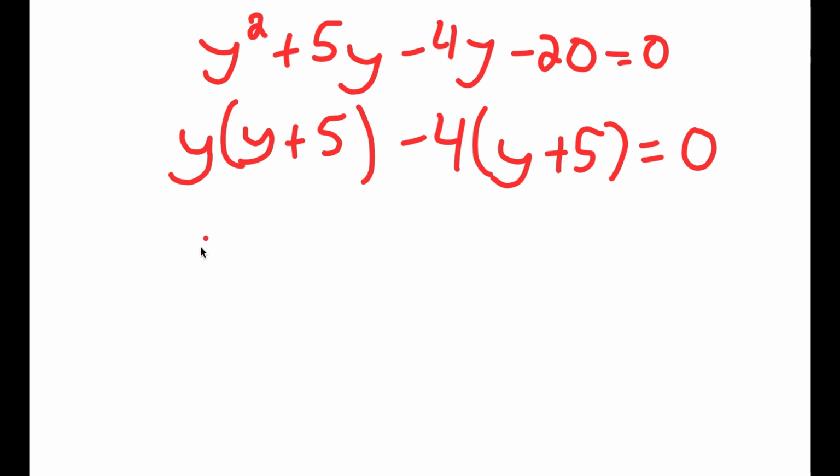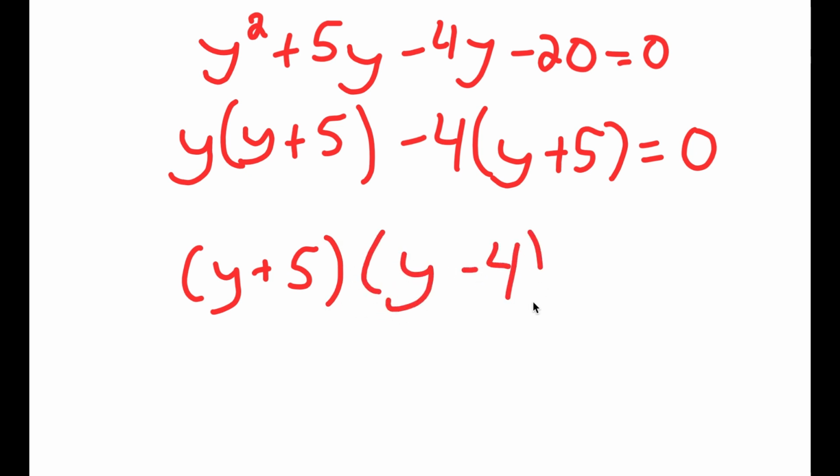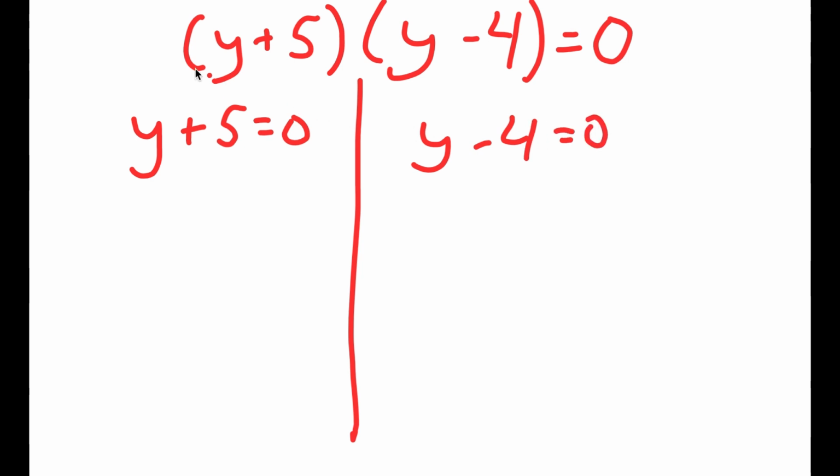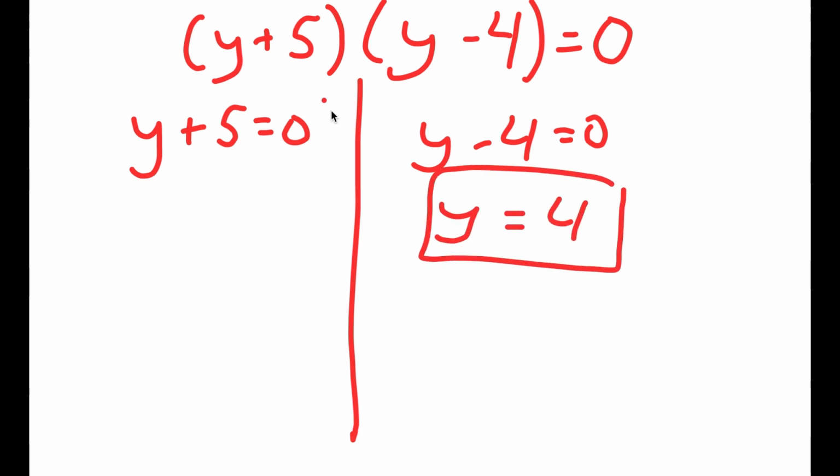Now, from the entire equation, I'm going to factor out y plus 5. So now I have y plus 5 times y minus 4 is equal to 0. So this actually gives me two equations. I get y plus 5 is equal to 0, and I get y minus 4 is equal to 0. So y minus 4 equals 0, y is equal to 4, and for y plus 5 equals 0, y equals negative 5.